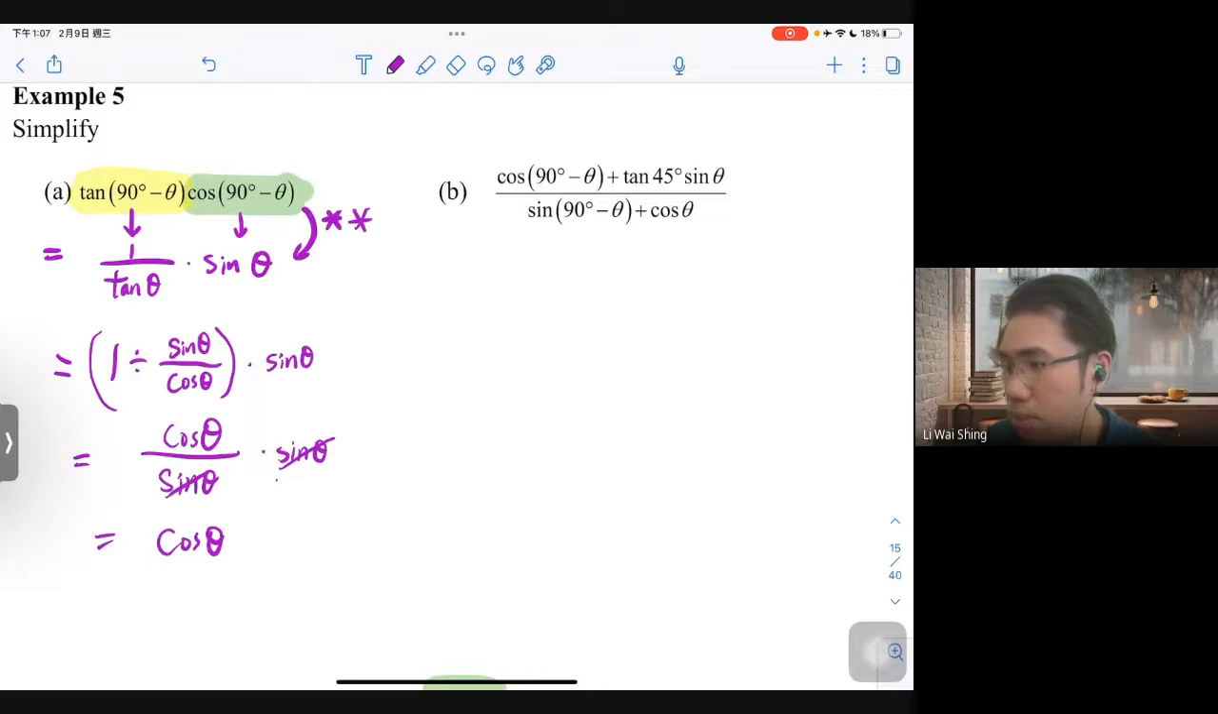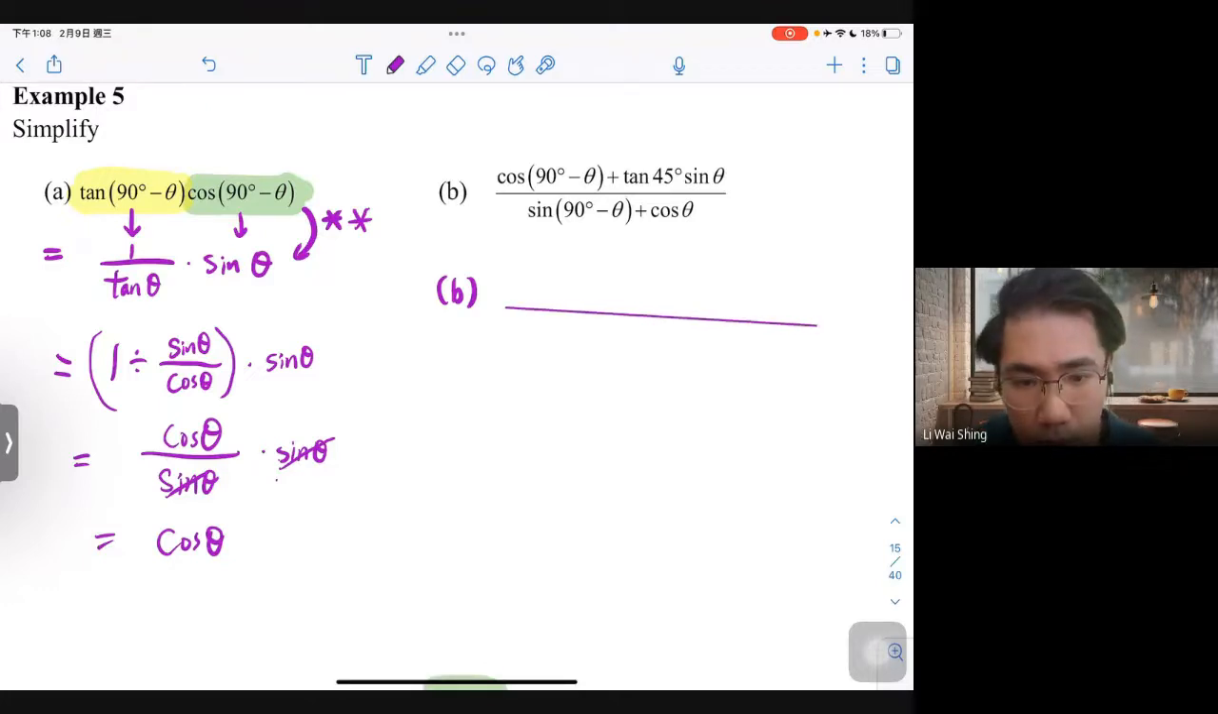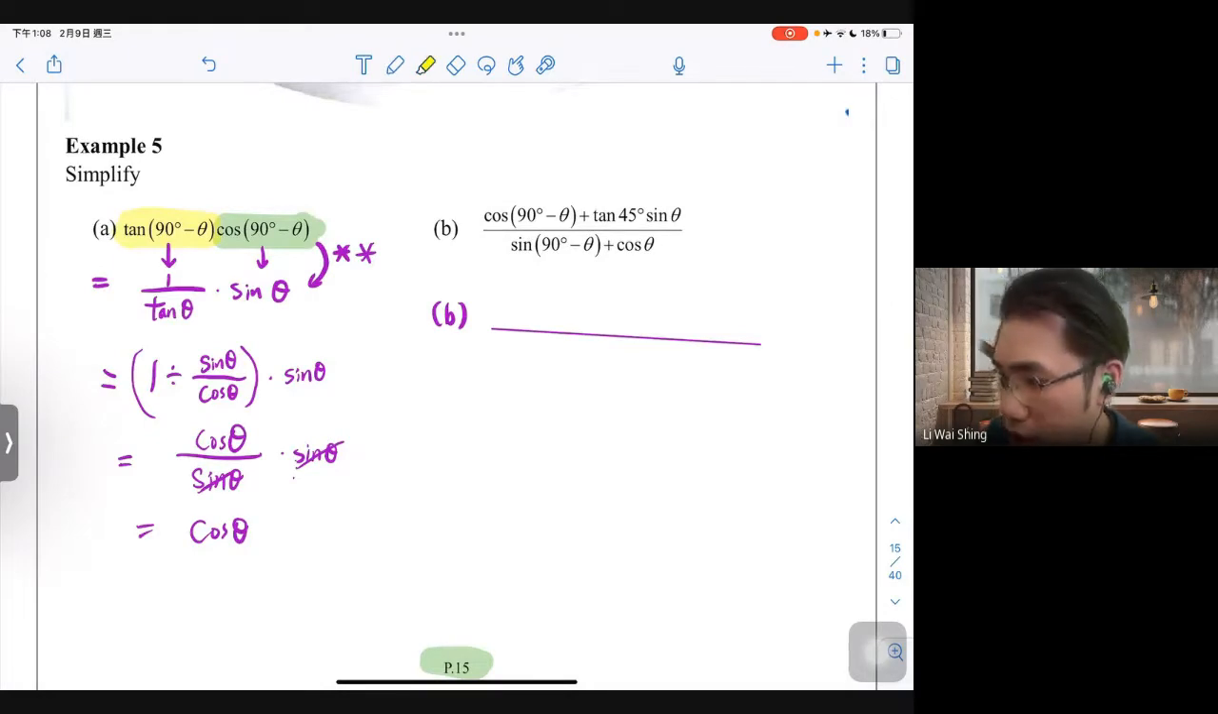Okay, so part B, also simple. Okay, do that one by one, step by step. First of all, let's convert it.